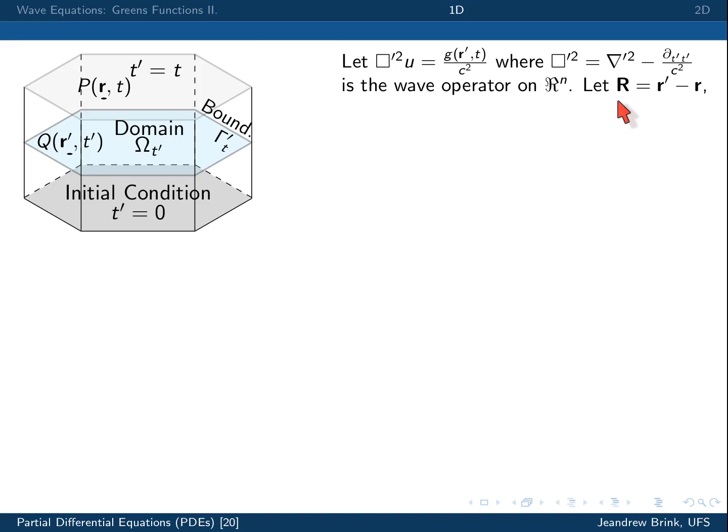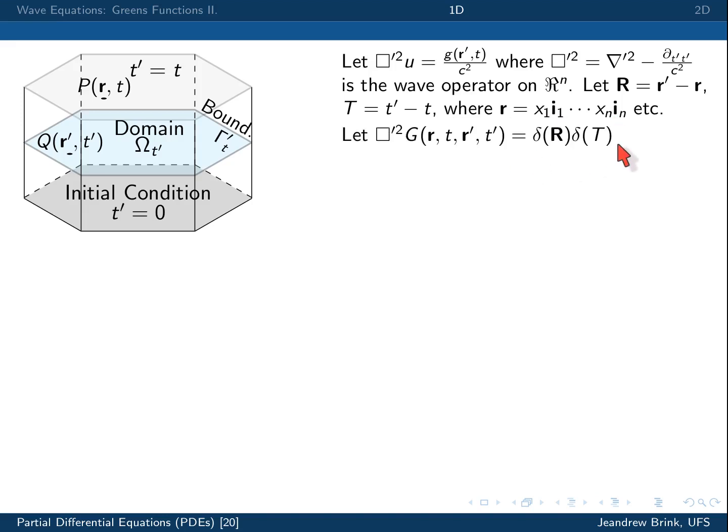We let R be the difference between our field and source points. In other words, R connects these 2 points in the spatial domain. We let T be the difference between our source and field points in the time domain. And we define R in the general n dimensions to be any vector with components x1 to xn, expressed in terms of the unit vectors I1 to In.